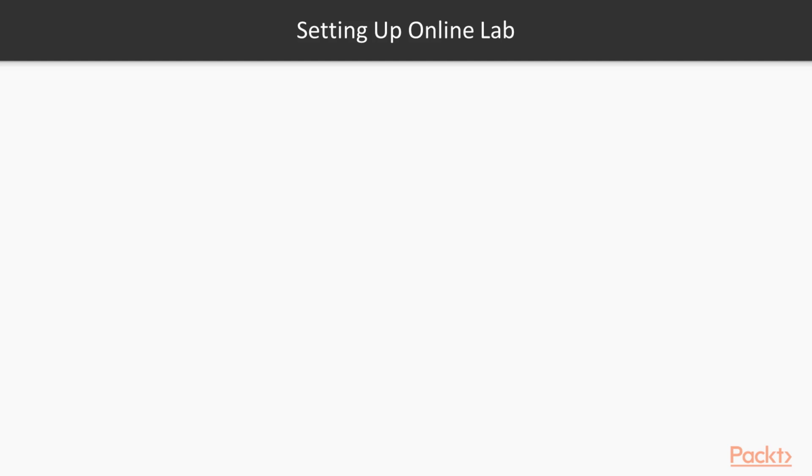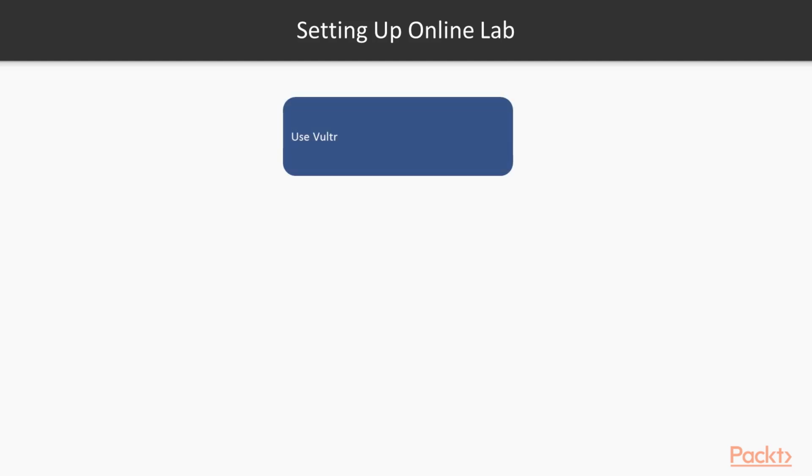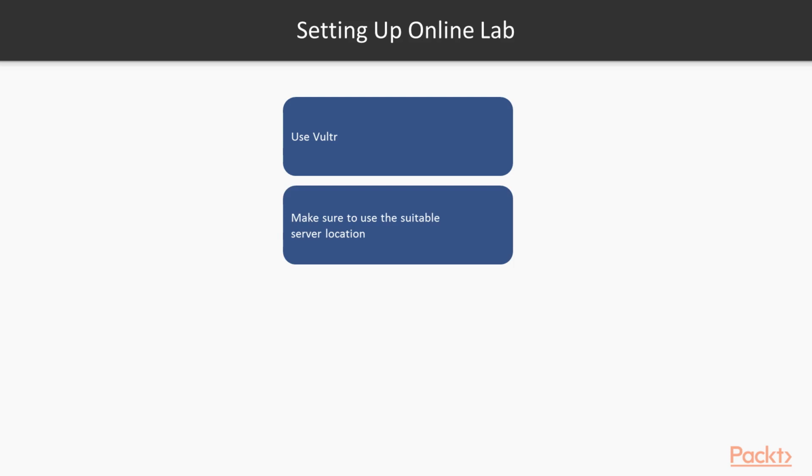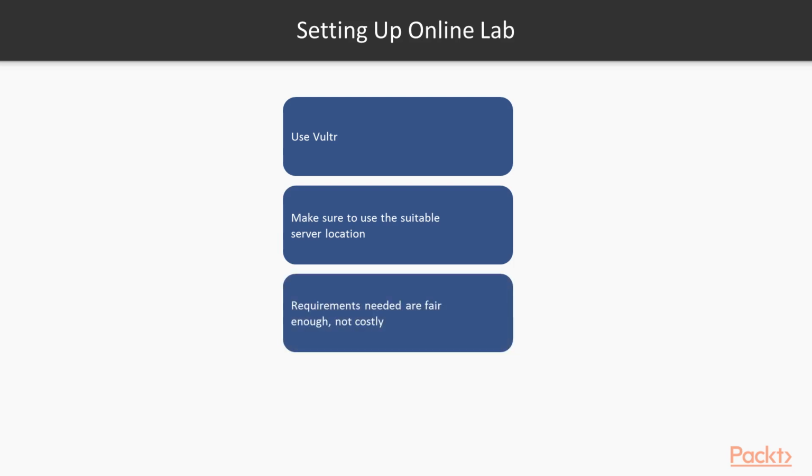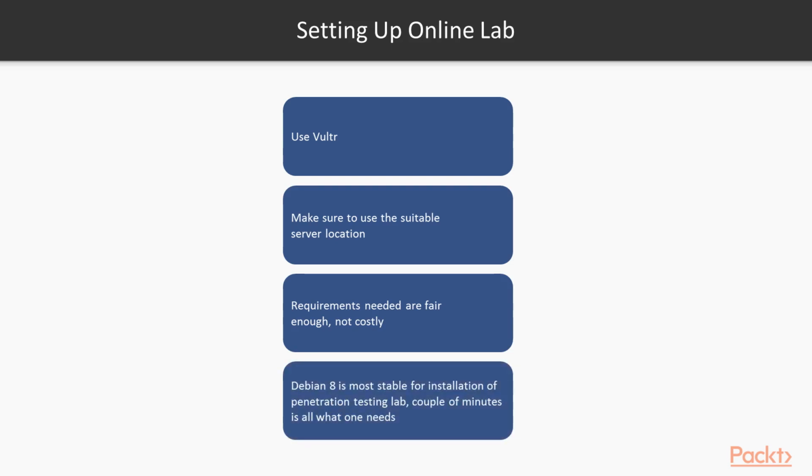As I mentioned before, there are dozens of companies that provide cloud services, like Amazon, Google, DigitalOcean, and more. But in my case, I prefer to use Vultr for its simplicity in creating your server. Make sure you use a suitable server location, and the requirements we need are fair enough, not costly at all. We will focus on installation of Debian 8, which is most stable for installing a penetration testing lab. In this whole process, all you need is a couple of minutes.